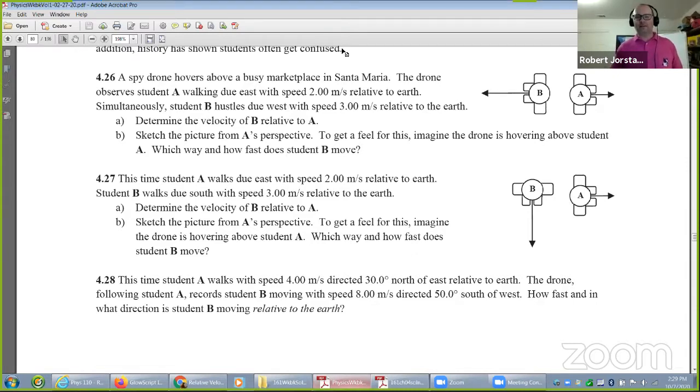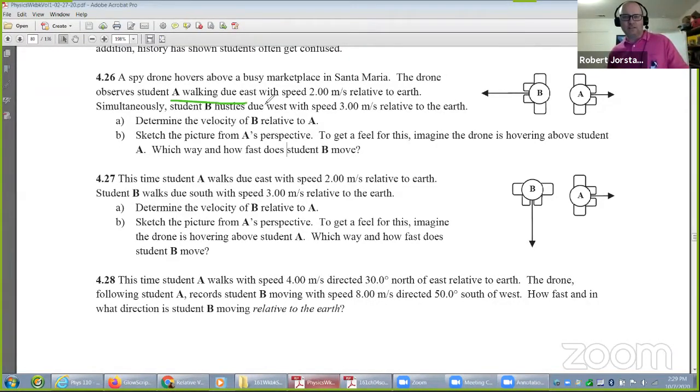You probably can read this right now and tell me the answer. Let's just look through it really quick. You've got student A walking due east. We've got student B hustling at 3 meters per second. If you want to convert these to miles per hour, remember you basically double them, maybe double and add 10%. So 2 meters per second is about 4 miles an hour, a brisk walking pace. 3 meters per second is about 6 to 7 miles per hour, so that's like jogging.